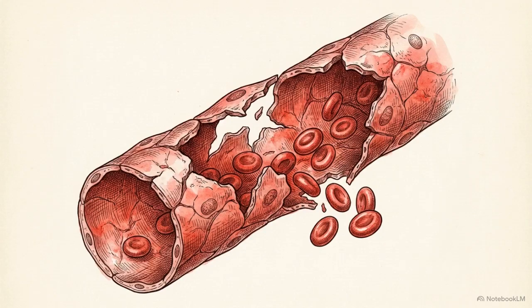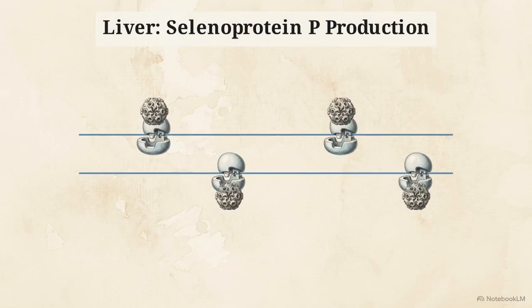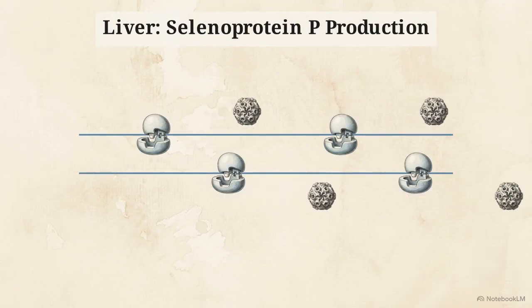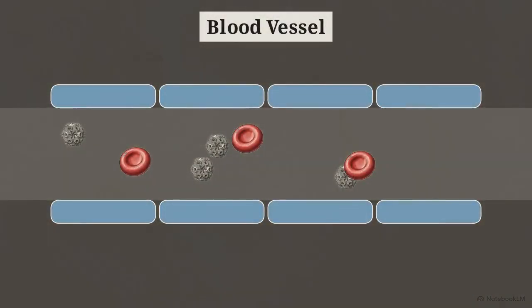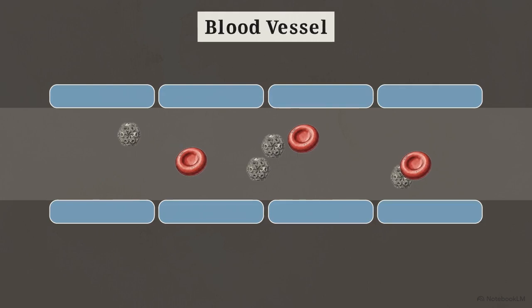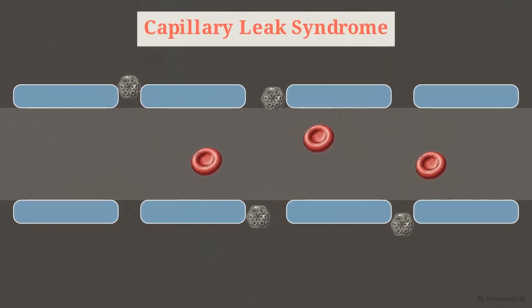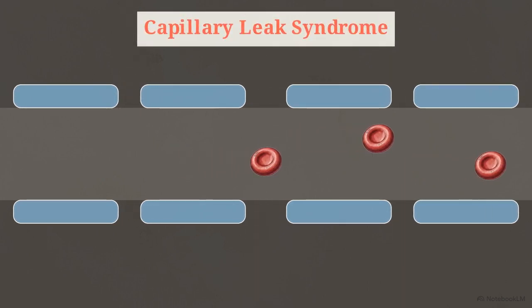But during severe trauma or septic shock, the architecture undergoes an acute collapse. Massive systemic inflammation signals the liver to immediately halt the production of selenoprotein P. Simultaneously, capillary leak syndrome forces the blood vessels to become highly permeable, draining the existing transport proteins right out of the vascular space.